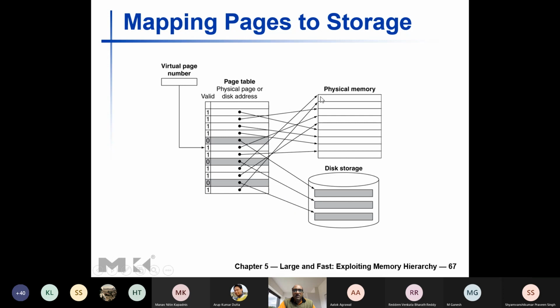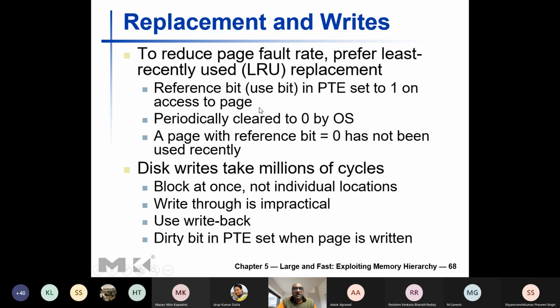And the other places are the locations where these pages are available in the physical memory. Here the page numbers will be provided, and based on the page number and the corresponding offset, that gives you the complete physical address. So with that you can access the physical memory. Okay. Yeah, then any replacement and writes.